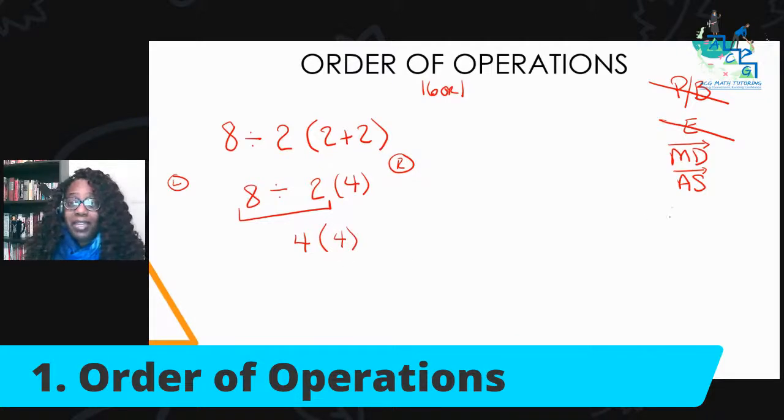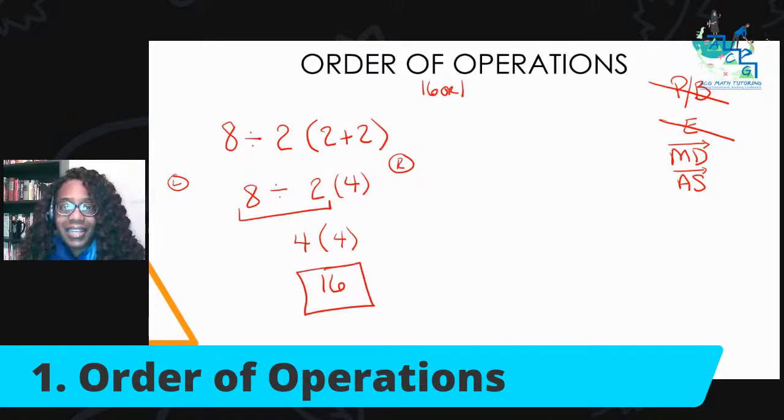So I don't have any other addition or subtraction. I still got my multiplication. So the answer is 16. Okay? Yes. From left to right. I hope I put this to bed. Seriously, if I want to break the internet, let's break it. Because your answer for this particular problem is 16.